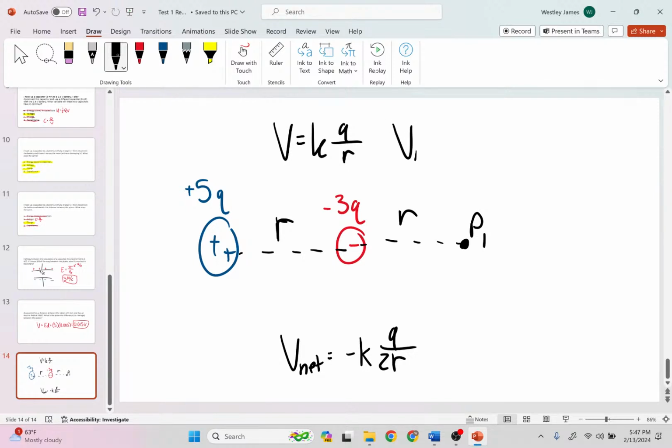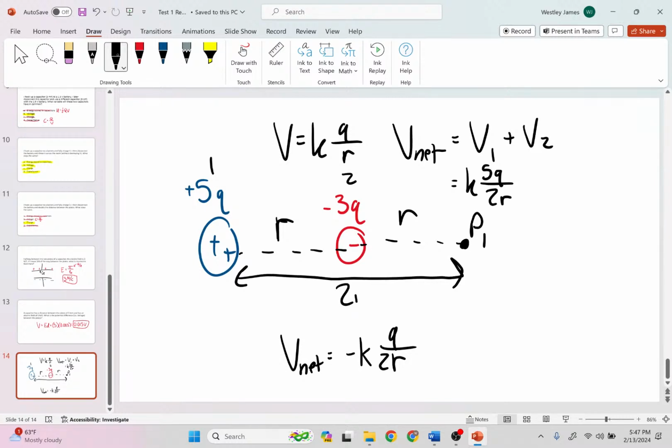So if you want V net, again, let's call this guy 1, this guy 2. V net is going to be V1 plus V2. V1 is going to be K 5Q over 2R, because it's not R away, it's R plus R. So the total distance from here all the way to here, that's 2R. So that distance is 2R, because it's 2R away.